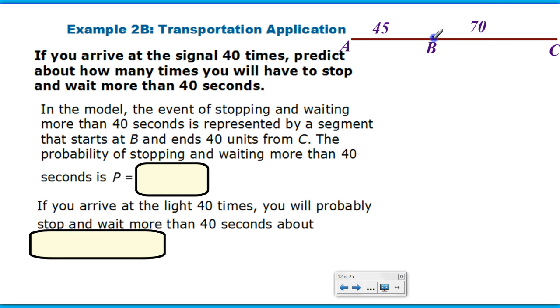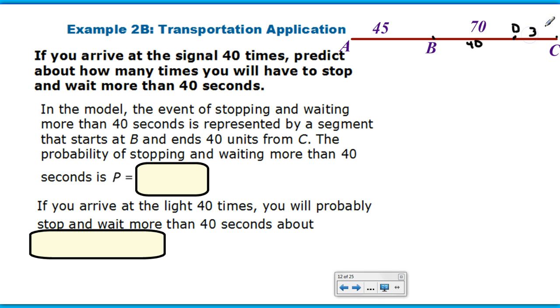We could start here at B, right, and wait for 40 seconds. And then anything beyond that 40 seconds right there, let me draw on 40, would be waiting more than 40 seconds, right? So this little segment from here, let's label it D. From D to C represents the time that you could spend waiting for more than 40 seconds at the light. And so how many seconds is that? If B to C is 70, then D to C must be 30, right?